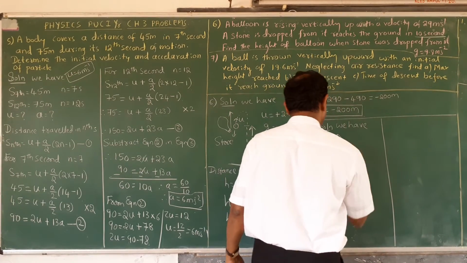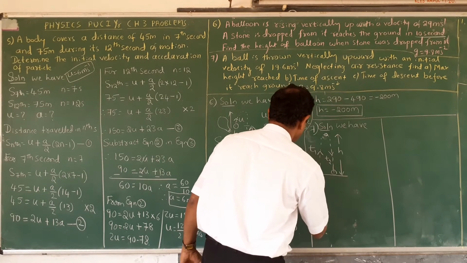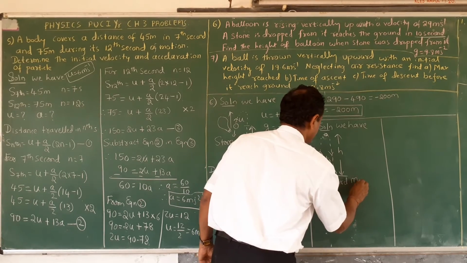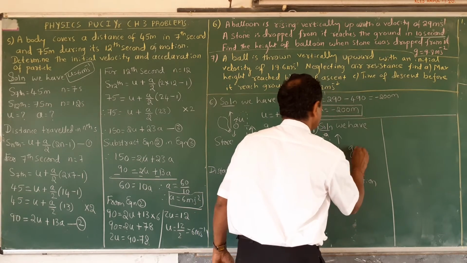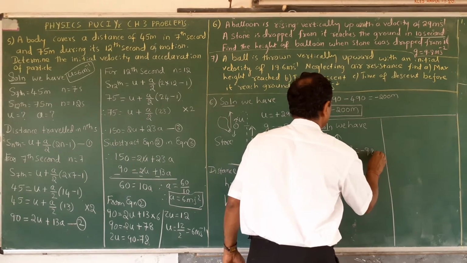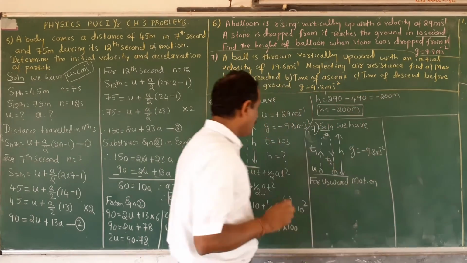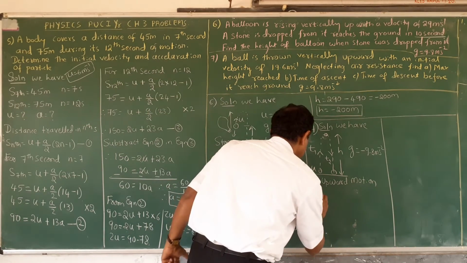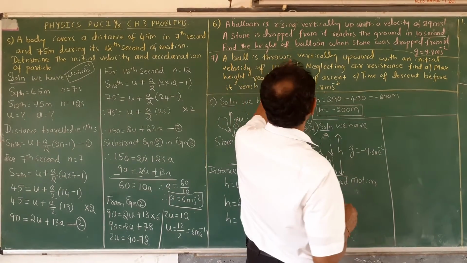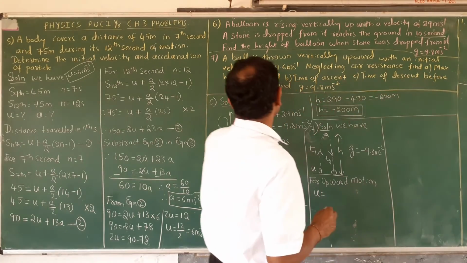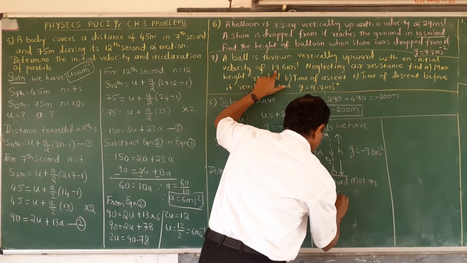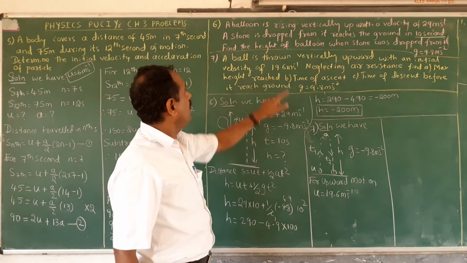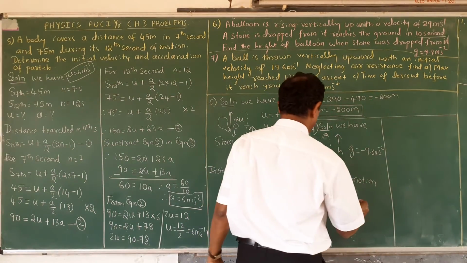For upward journey, for upward motion, g is equal to minus 9.8. For upward motion you have to take it. u is equal to, what is the velocity given? The ball is thrown vertically upward with the initial velocity 19.6 meter per second. And t2 you have to calculate here.